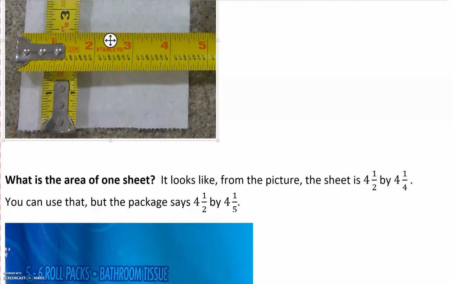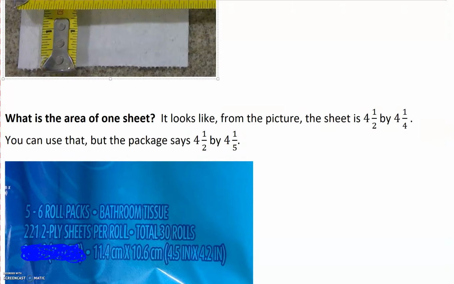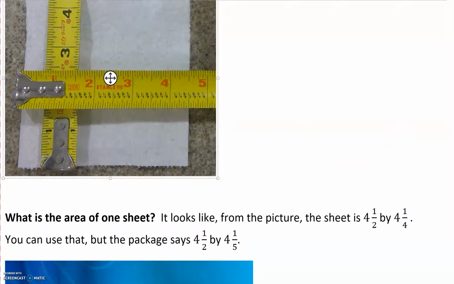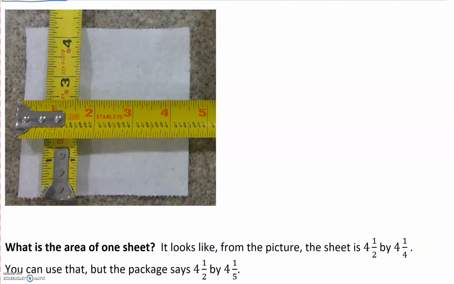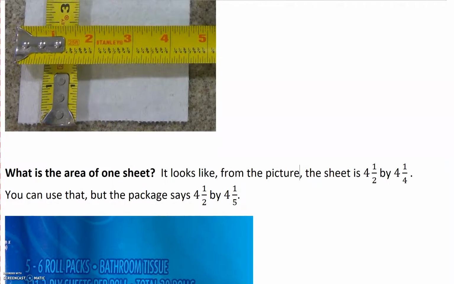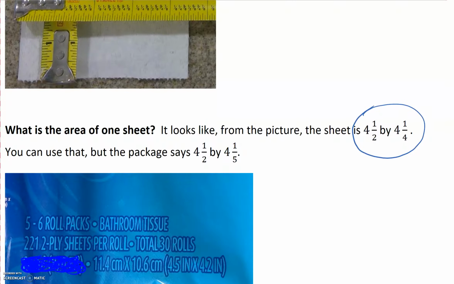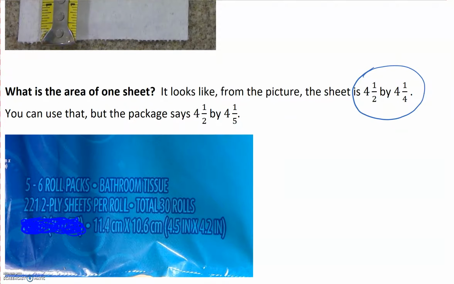Then my next question for you is, what is the area of one sheet? So you can use that picture up there again, or it looks like in the picture it's 4.5 by 4 1/4, but if you look at the packaging, it says 4.5. I should probably use a different color. It says 4.5 right here, and it says 4 1/5, right? 4 2/10 is the same as 4 1/5.